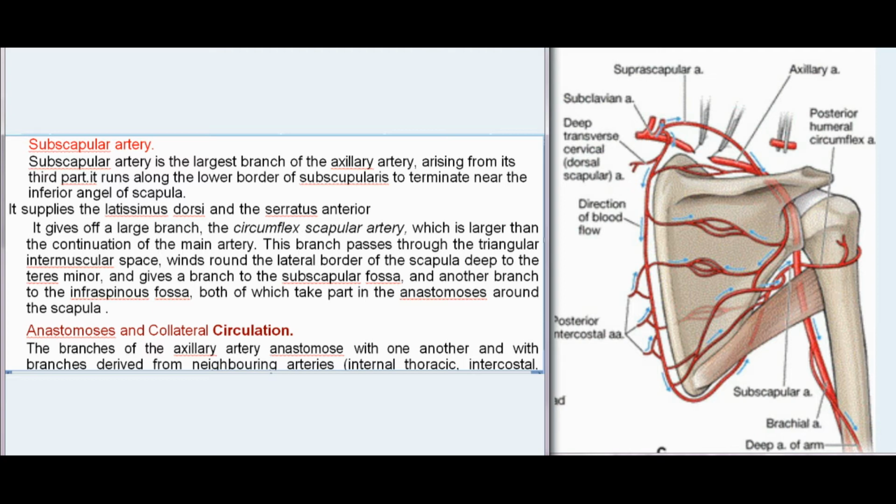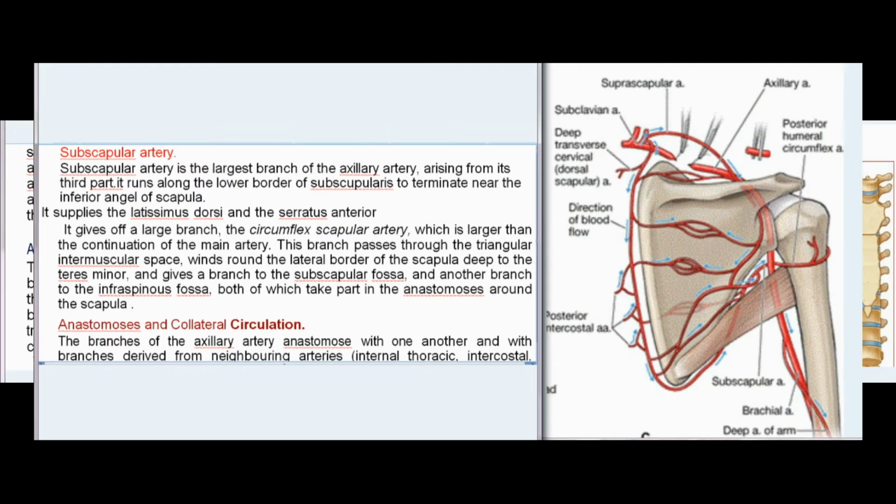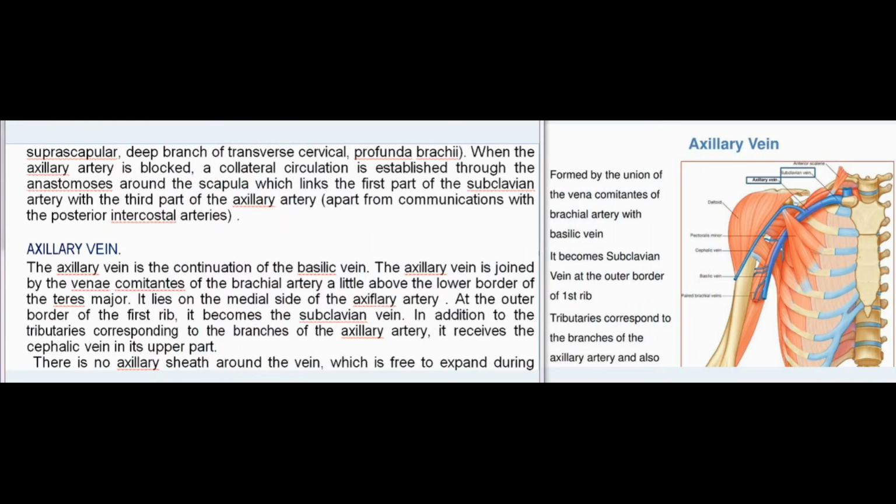Anastomosis and collateral circulation. The branches of the axillary artery anastomose with one another and with branches derived from neighboring arteries: internal thoracic, intercostal, suprascapular, deep branch of transverse cervical, profunda brachii. When the axillary artery is blocked, a collateral circulation is established through the anastomosis around the scapula, which links the first part of the subclavian artery with the third part of the axillary artery, apart from communications with the posterior intercostal arteries.